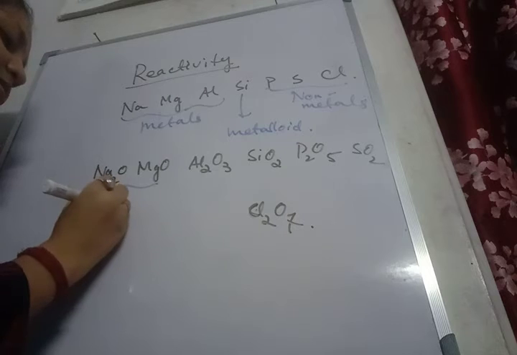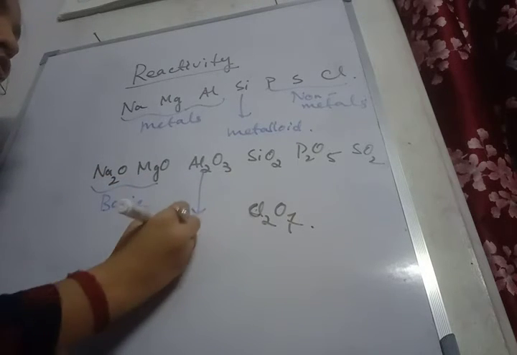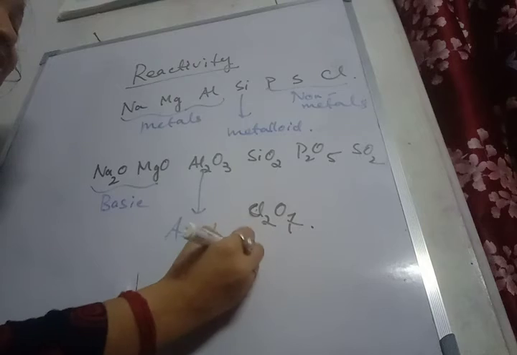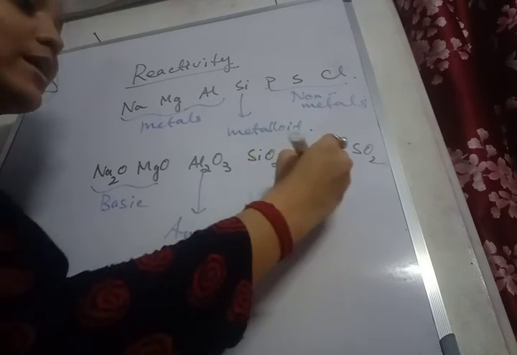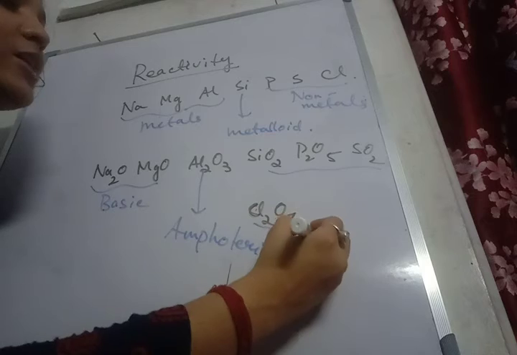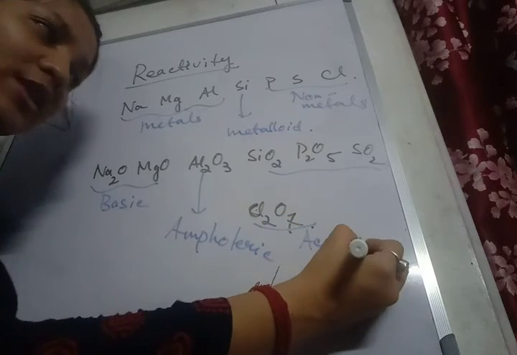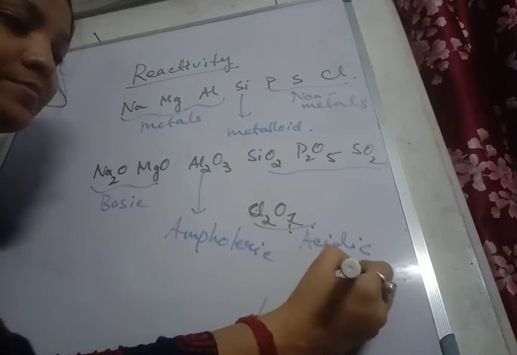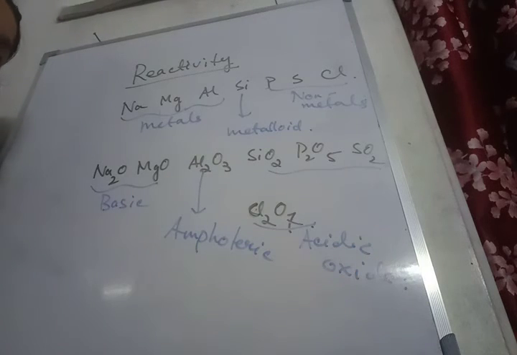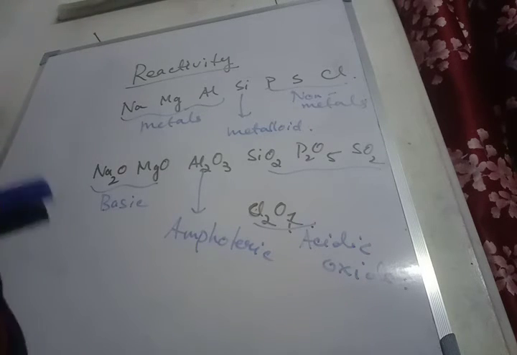Sodium and magnesium oxides are basic oxides. This one is amphoteric, that means it can act both as an acid and a base. And from P2O5, SO2, Cl2O7, they are all acidic oxides. SiO2 is also an acidic oxide, but it is a weak acidic oxide. So on moving across a period, the acidity of the oxides increases and the basicity of the oxides decreases. And as I move down a group, the oxides become more and more basic, so basicity of the oxides increases. So this is the nature of the oxides on moving down a group and across a period.